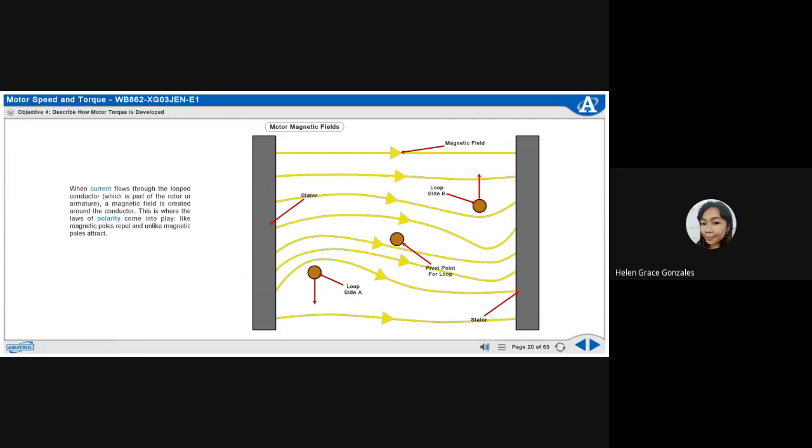When current flows through the looped conductor, which is part of the rotor or armature, a magnetic field is created around the conductor. This is where the laws of polarity come into play. Like magnetic poles repel, and unlike magnetic poles attract. This action causes the looped conductor to rotate around a pivot point.